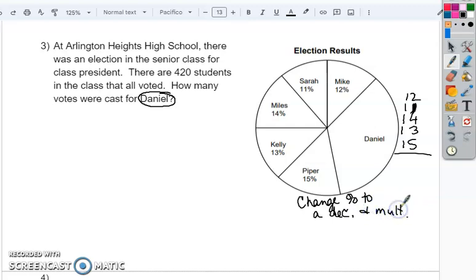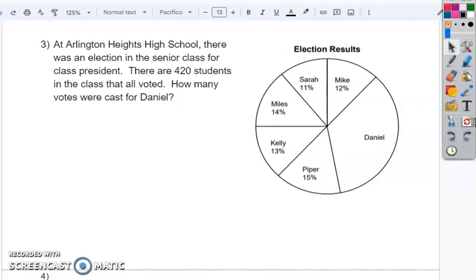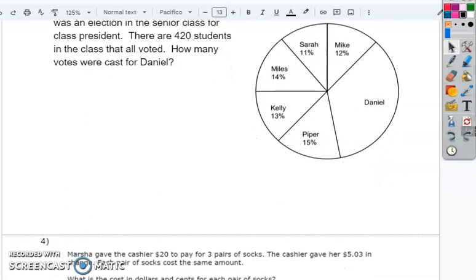What do we multiply by? Well, it's right here because the question says how many votes were cast. Well, that's how many students voted for Daniel. Okay? So find this and change the percent to a decimal and multiply. Those are going to always be 2 steps. Okay? It's never going to be that percent.